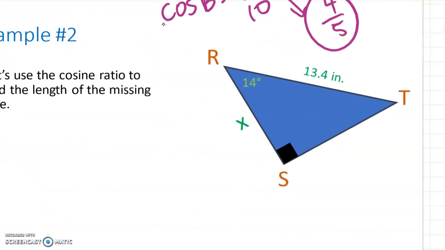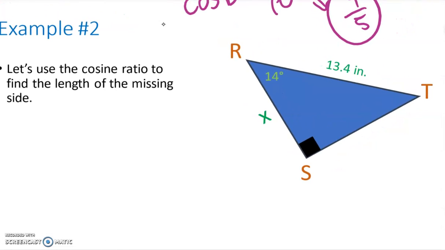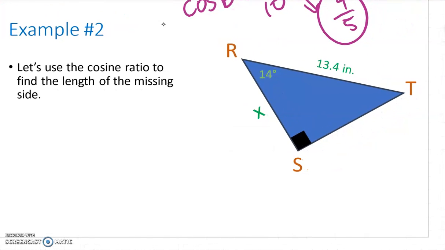Let's try one more example using the cosine ratio. So we want to use the cosine ratio in this example because of the angle that's given to us, 14 degrees. We can see that we are given the hypotenuse of the right triangle, it's across from the right angle, and then we are solving for the adjacent side to the 14-degree angle. So we want to use the cosine ratio because that involves adjacent and hypotenuse.